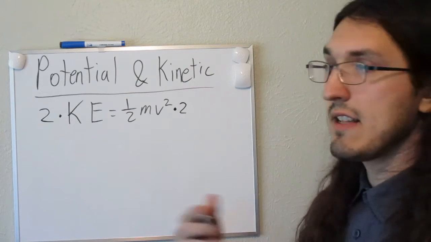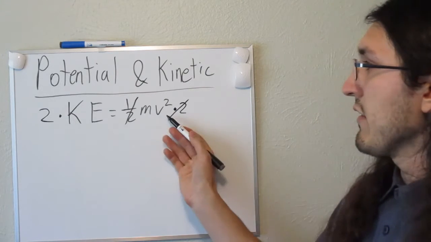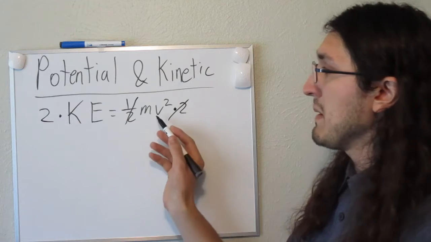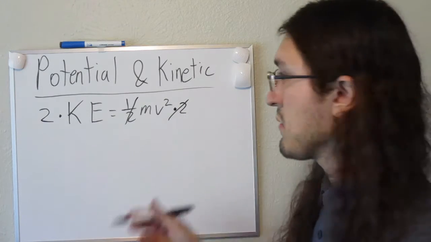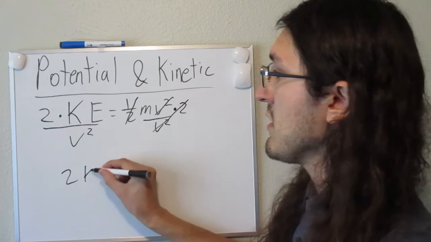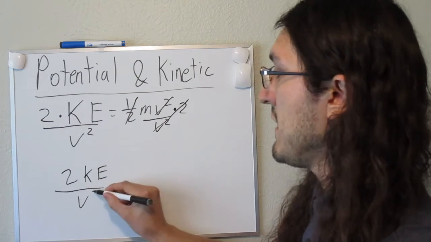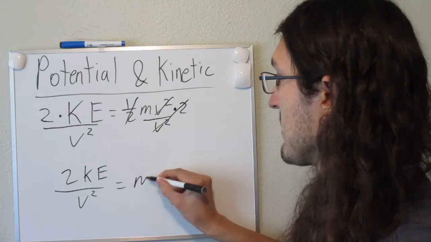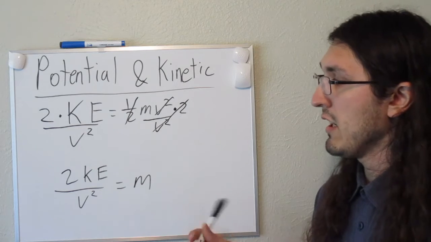That allows me to cancel out the 1/2 and the 2. Then I can get rid of the v squared. Since it's being multiplied, I'm going to divide by v squared. And then that leaves me with my final equation: 2 times the kinetic energy divided by v squared is equal to the mass. So there's one variation of that equation.